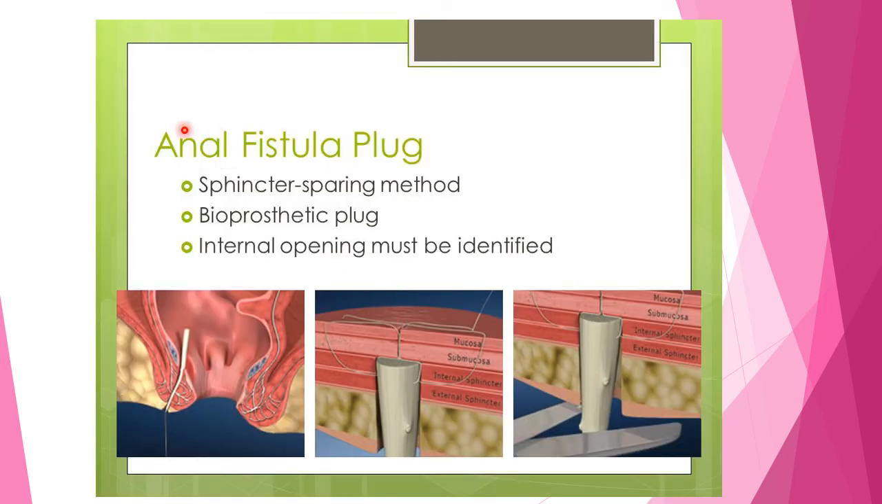So the important thing is the anal fistula plug, the sphincter sparing mechanism. That's a very important thing. It's a bioprosthetic plug, usually obtained from animal sources. The internal opening must be identified to insert the plug. Okay, so the internal opening must be identified to insert the plug, and then it goes from mucosa. It's pulled right until the terminal end or external end of the fistula.